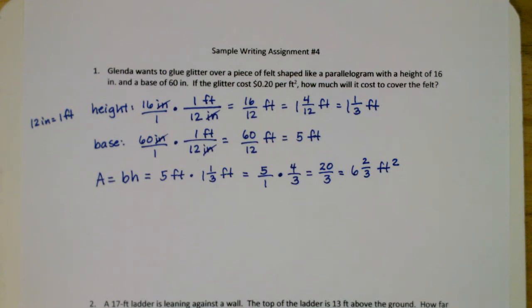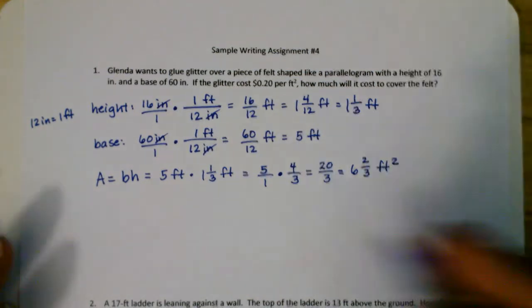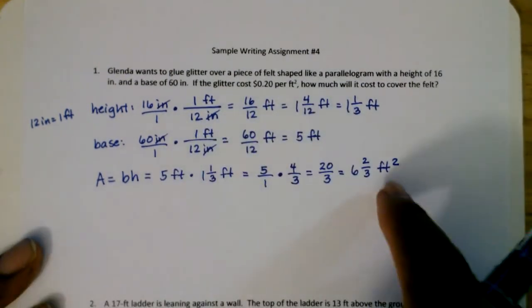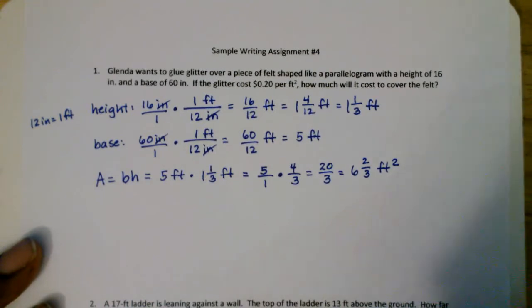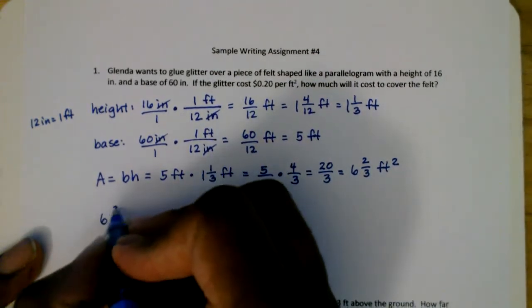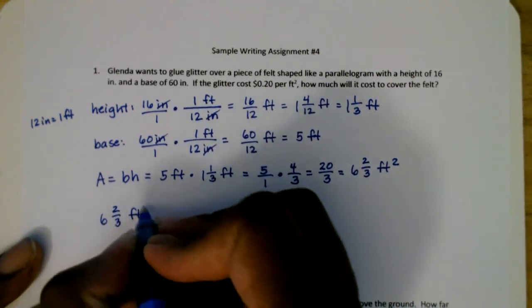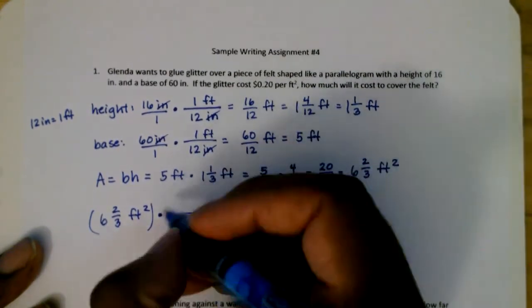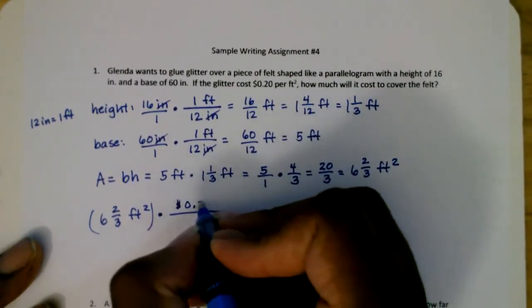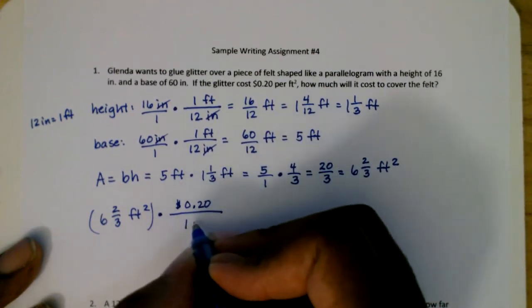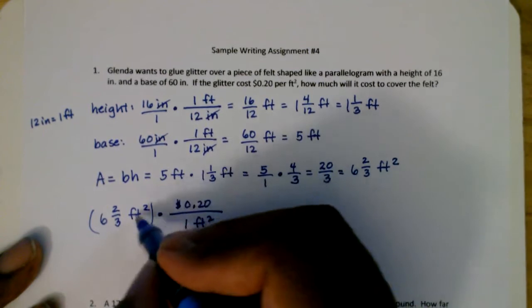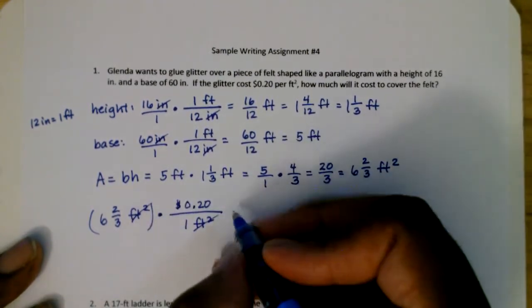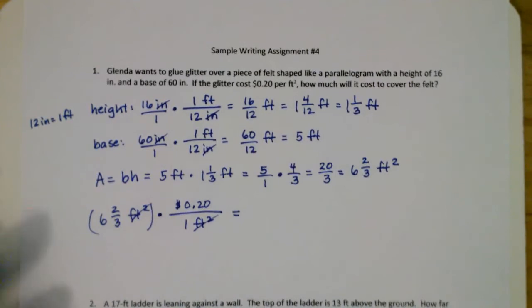Now, the part of the question is that if the glitter costs 20 cents per square foot, how much will it cost to cover the felt? So we need to take the area of that piece of felt, which is 6 2/3 square feet, multiply that by, it costs 20 cents per square foot, so the 20 cents goes in the numerator. For 1 square foot, it goes in the denominator. You're going to see those square feet divide out.